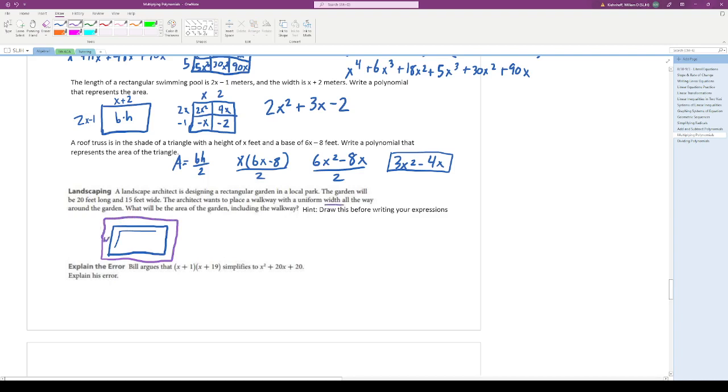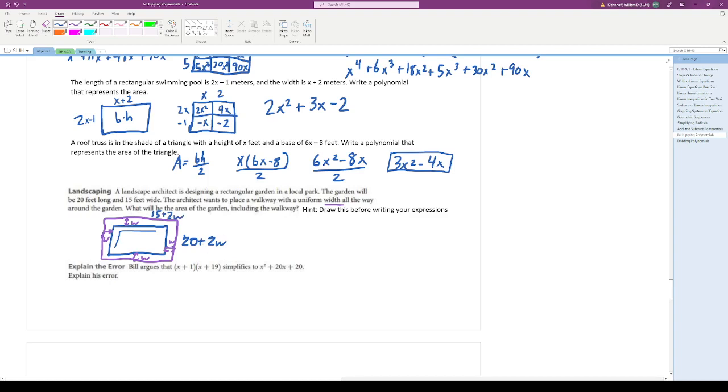So let's call that width W. That's how much we've added to each side. So we've added W on all 4 sides of the shape. That means that our length is now 20 plus W on the left and W on the right, so 20 plus 2W. And our width is going to be 15 plus 2W.